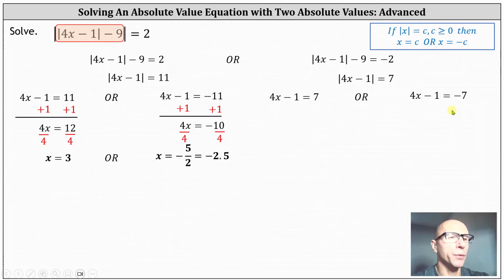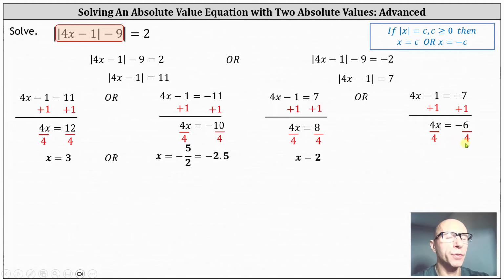And now we solve these two equations. On the left, we add 1 to both sides. This gives us 4x equals 8. Dividing both sides by 4, we have x equals 2. And then for the last equation, again, we add 1 to both sides. Simplifying, we have 4x equals negative 6. Dividing both sides by 4, we have x equals negative 6 fourths, which simplifies to x equals negative 3 halves, or negative 1.5. The given absolute value equation has four solutions: x equals negative 5 halves, negative 3 halves, 2, as well as 3. Before we go, let's check this graphically.